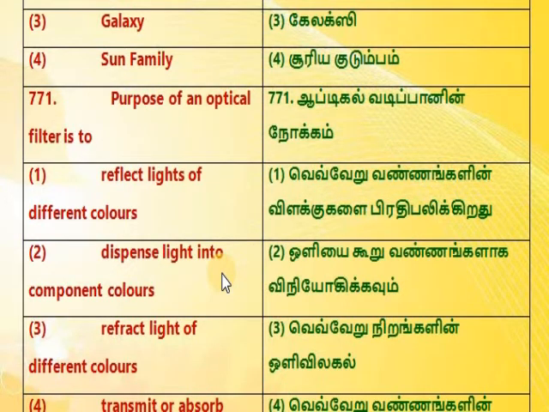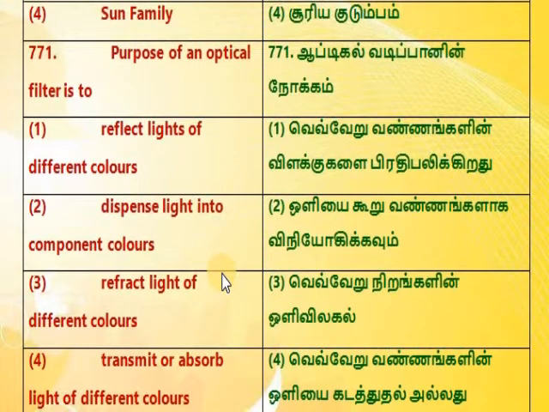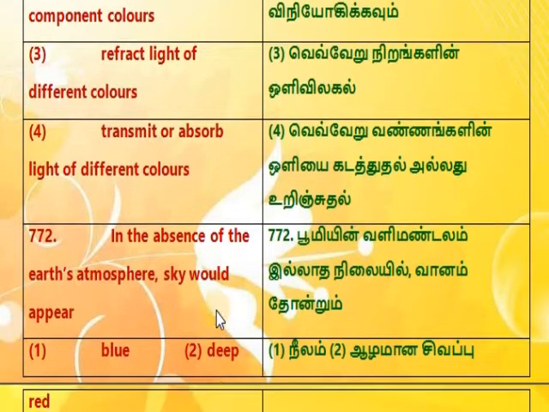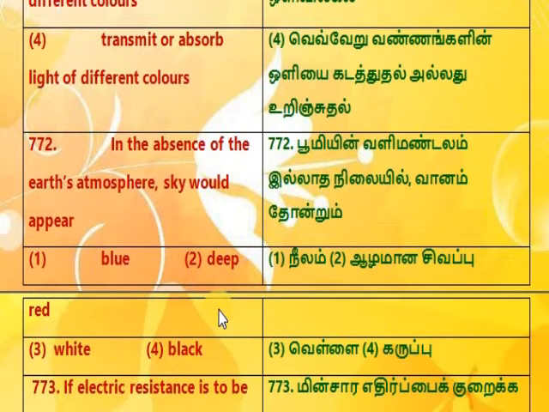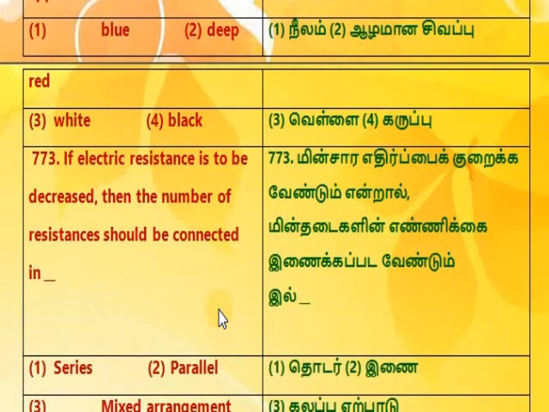771. Purpose of an optical filter is to 1. Reflect lights of different colors, 2. Disperse light into component colors, 3. Refract light of different colors, 4. Transmit or absorb light of different colors. 772. In the absence of the Earth's atmosphere, sky would appear 1. Blue, 2. Deep red, 3. White, 4. Black.